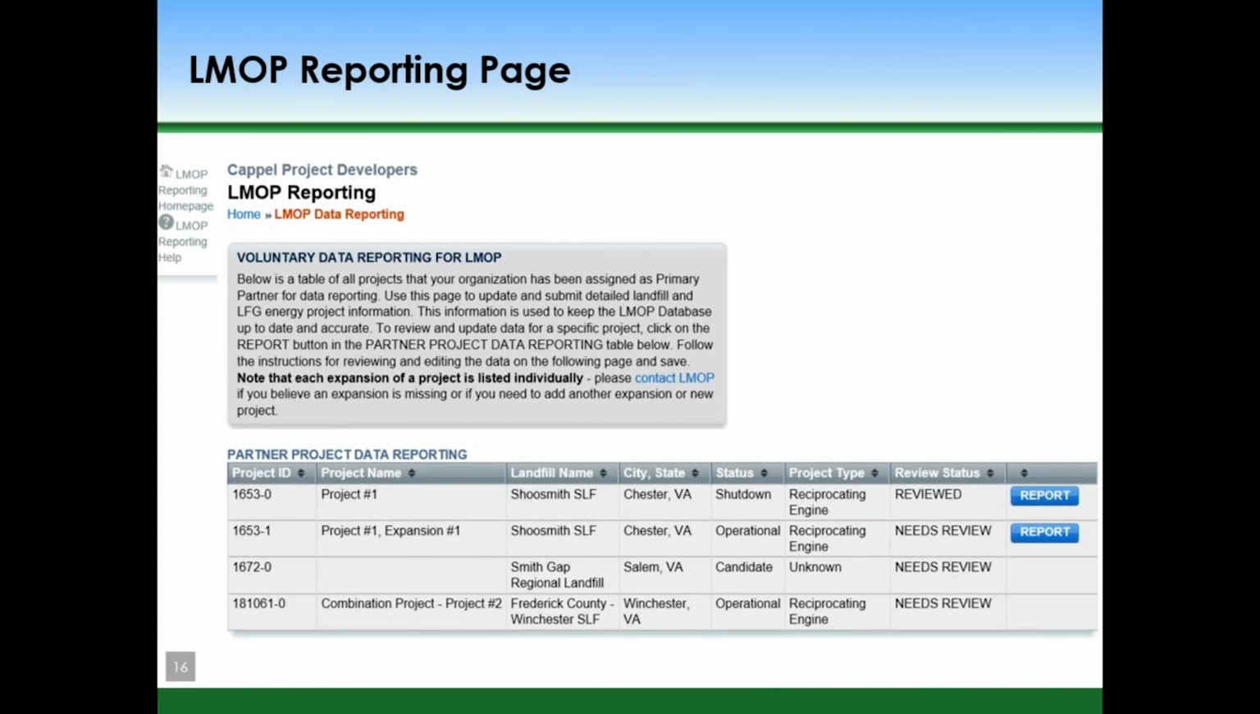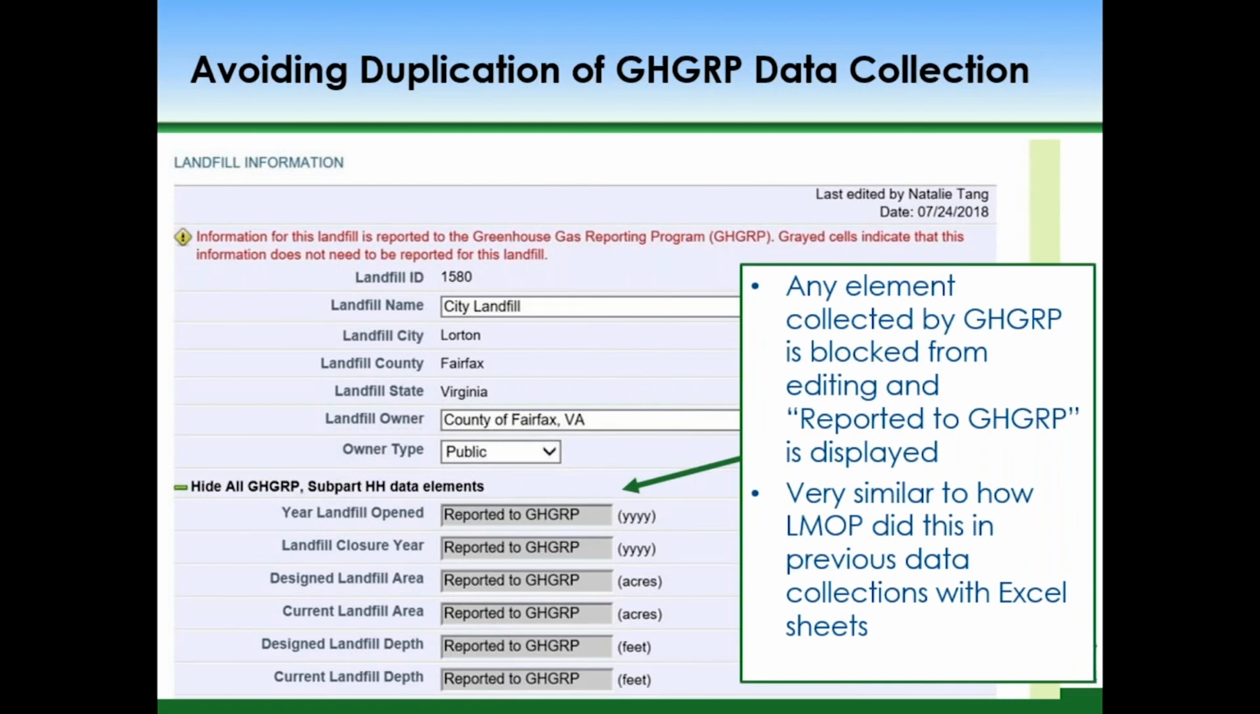The system will track that you have looked at the data and you either make changes or you don't make changes, but either way, the system can track it and send information to us that you have made some edits or that you did not need to make any edits. This page also shows which projects I have been added to as a delegate. You can see of the partner projects, I only have access to these first two as a delegate role. But if you were logging in as an LMOP data reporter, you would be able to report data on all of the projects.